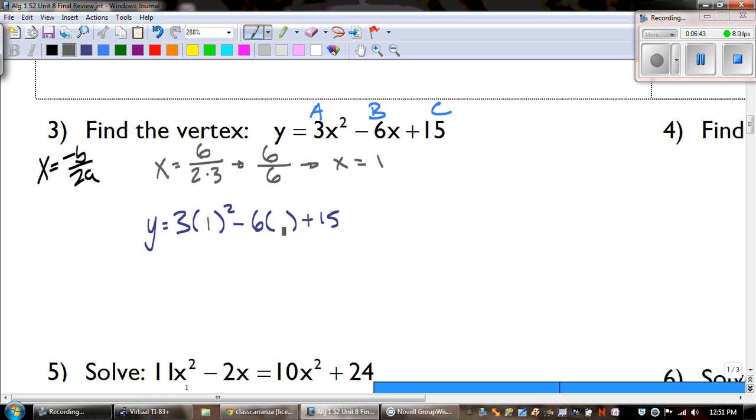Okay, and now we're gonna plug in 1 into our calculator. So why don't you guys go ahead and do that? Now I'm putting my answer over here because it asks us for a vertex, and the vertex is a point. What did you get?